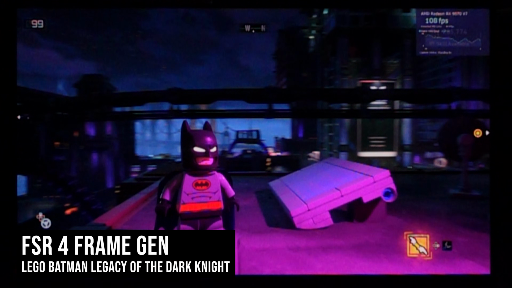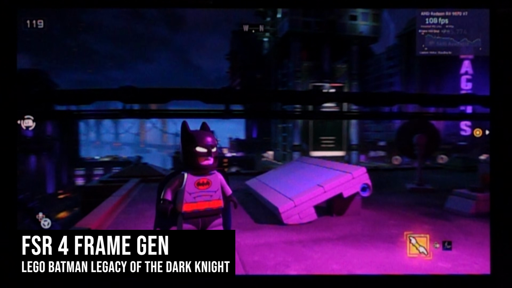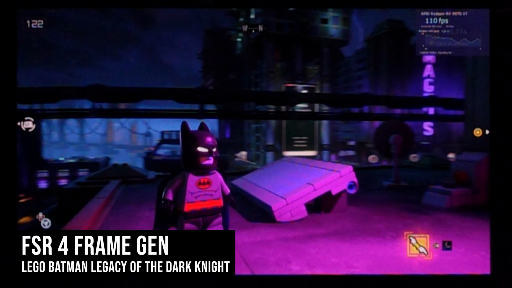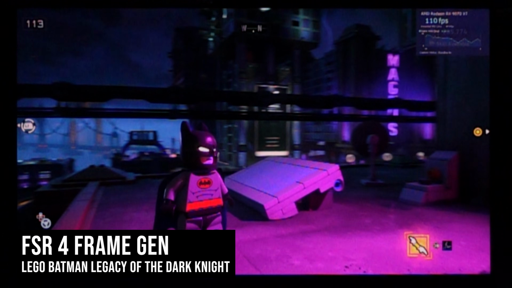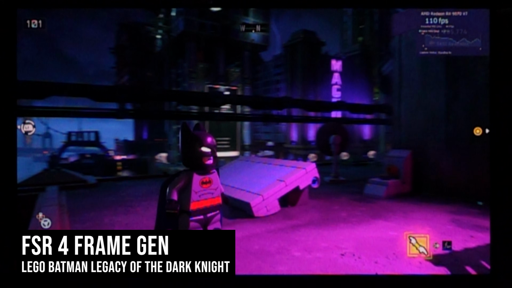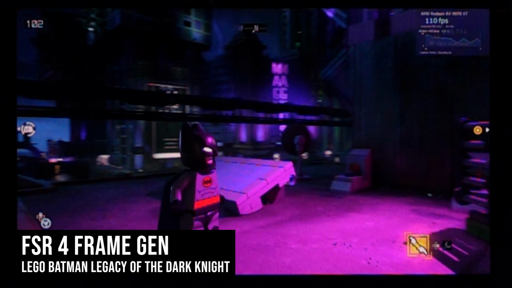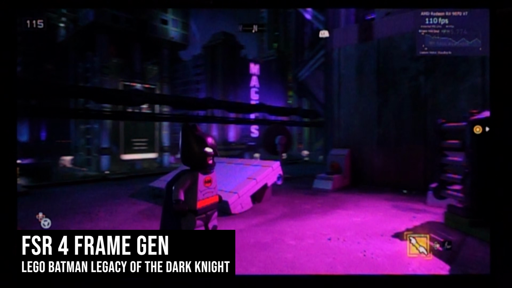LEGO Batman Legacy of the Dark Knight had better frame pacing with FSR Frame Generation enabled, but still not to the point of being highly consistent. The double tap effect was less pronounced panning the camera around in this scene, although it did occur occasionally. You might see 20 or 30 frames in a row with decent pacing, then 1 or 2 sets of judder, which I guess is better than what I saw in Crimson Desert.